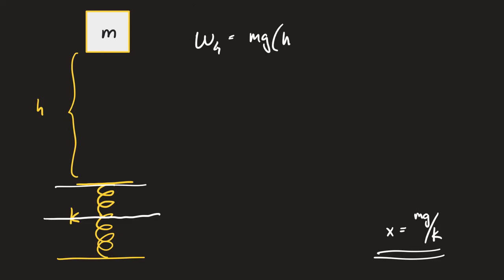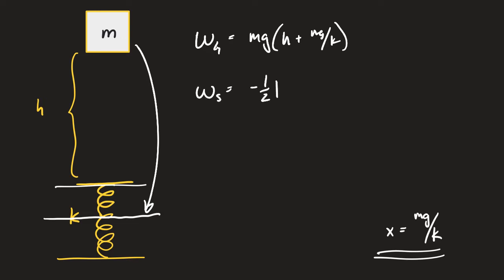Work on the box. mgh plus mg over k. That's how much work gravity does on the box, because it brings the box from here to there. What else does work on the box? The spring does work on the box. Minus 1/2 kx squared, mg over k. Has to be minus. Has to be minus. Work done by a spring on an object is negative. However, this net work is not zero, so there will be a change in the object's kinetic energy.